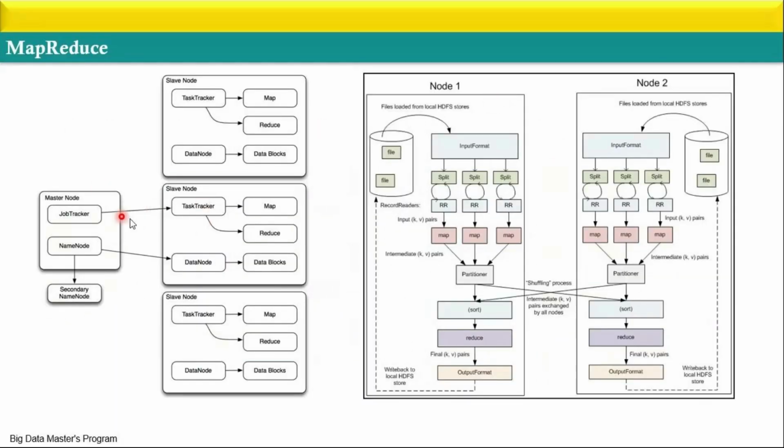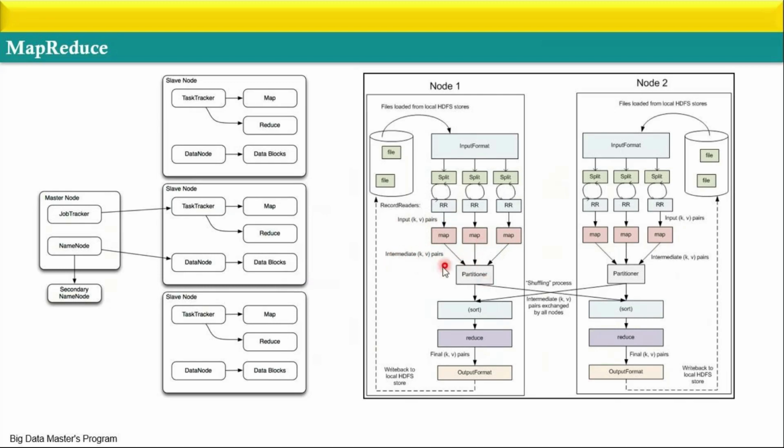In another diagram, we have a file that has a certain format, which is given to the splitter. The splitter splits this data into blocks, and then it is given to the record reader. The record reader is going to assign key and value pairs. And then we have mappers. Mappers work on that data and provide the output in key and value pairs.